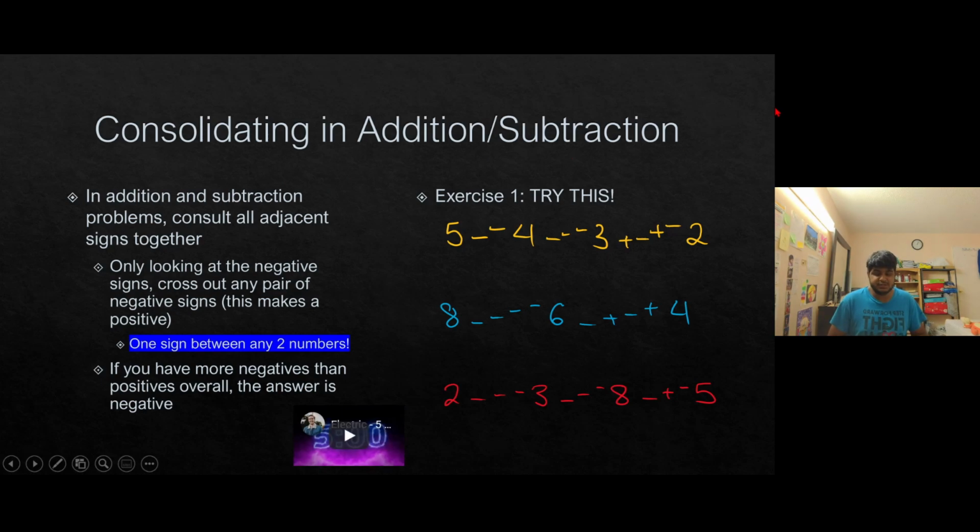Exactly. So what we do is we look only at the negative signs and we cross out any pair of negative signs because a pair of negative signs makes a positive and that's not going to be useful for us anyway, right? Once we have more negatives than positives overall, we say that the answer itself is negative.